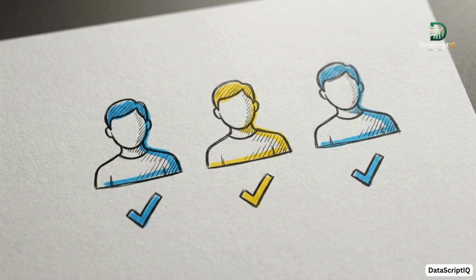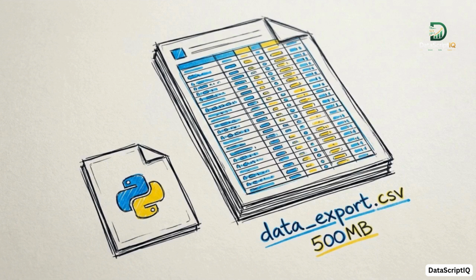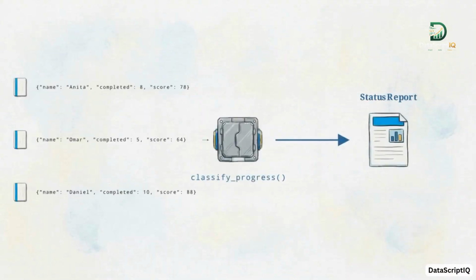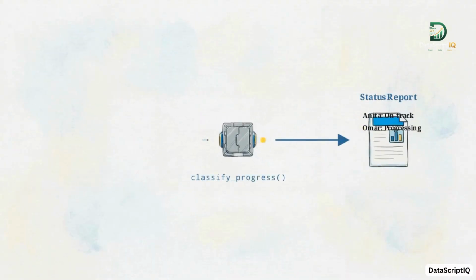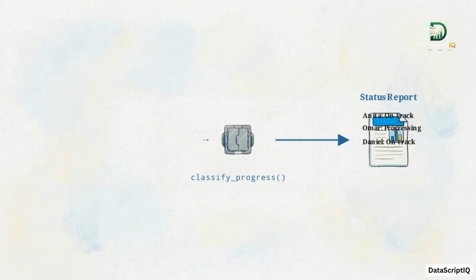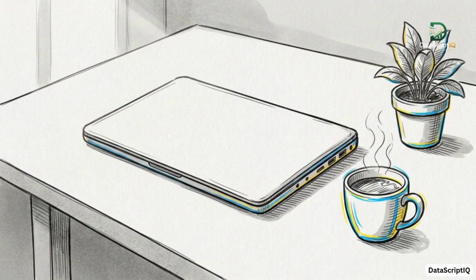Right now, this script handles 3 records, but you could scale this same logic to handle thousands of rows by connecting it to a CSV file. In just a few steps, you have converted raw records into a clear status report. This demonstrates how code can replace manual checks with a reliable, automated process.